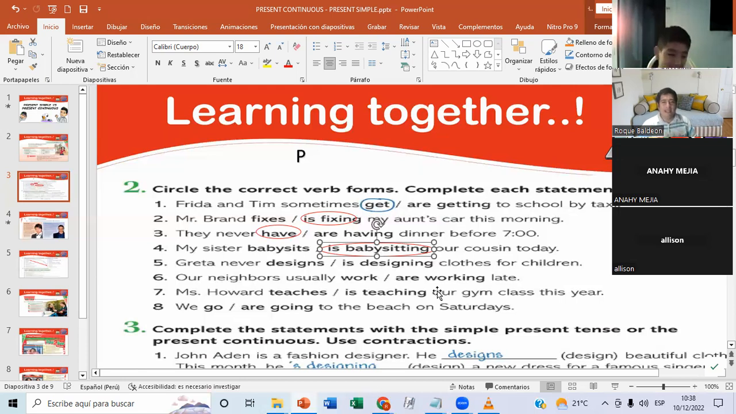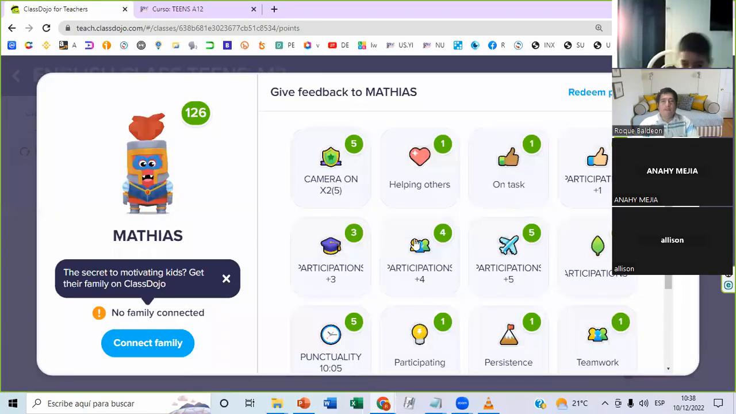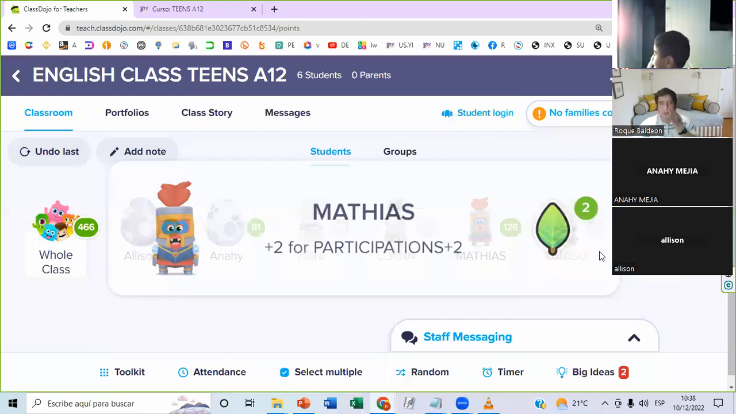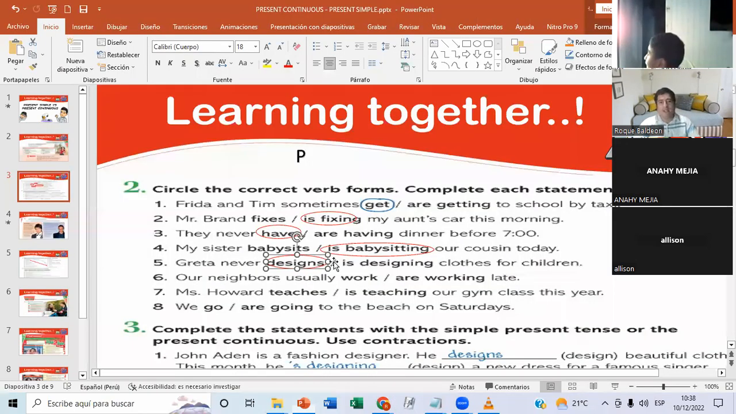Designs or is designing clothes for children. Designs. Designs. Okay. So the answer is correct. Very good. Why, teacher? Porque dice never. It never is routines. Very good. Awesome. Points. Point, point, points. Good, Matías. Va con todo, Matías. My gosh. Me sorprende, Matías. Very good. Demostrando todo su level in English. I said, very good. Awesome. Come on. Here we go.